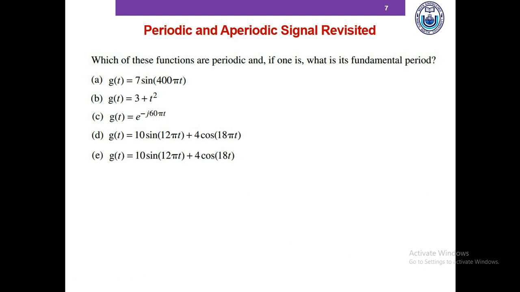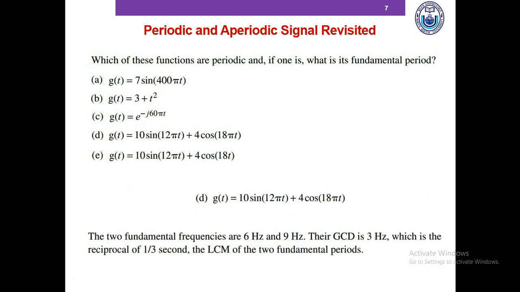Okay, the function in problem number D is again a summation of two sinusoids of 6 hertz and 9 hertz. The GCD of 6 and 9 is 3, which means the g of t here is a periodic signal with frequency 3 hertz or period 1 by 3 seconds.